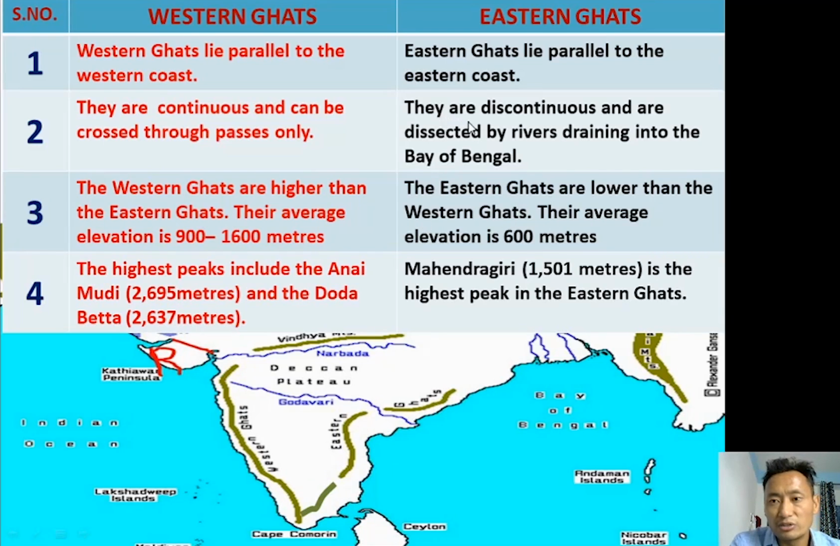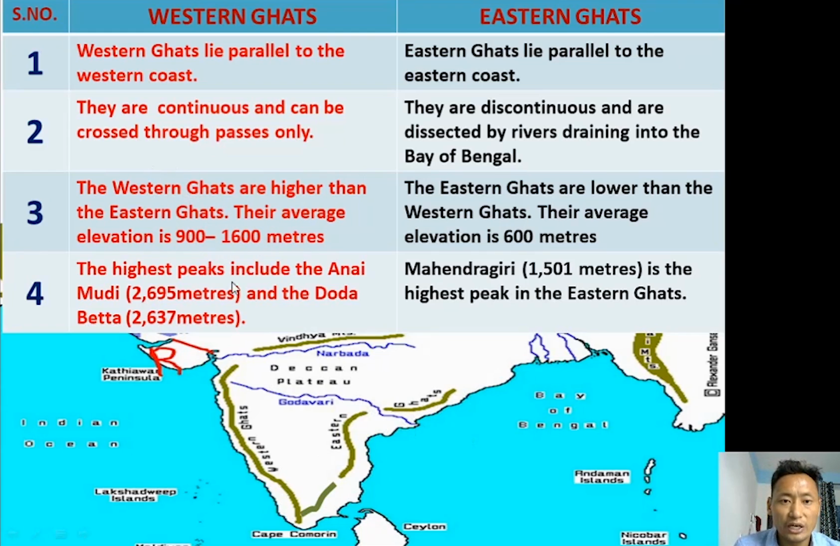Eastern Ghats are discontinuous. As compared to Western Ghats, Eastern Ghats are discontinuous, and they are dissected by rivers. In between these hill ranges, the rivers are flowing. Rivers originate from Western Ghat and flow towards the east, discharging in Bay of Bengal. So these discontinuous ranges are dissected by rivers, and these rivers are mostly draining or discharging in Bay of Bengal.